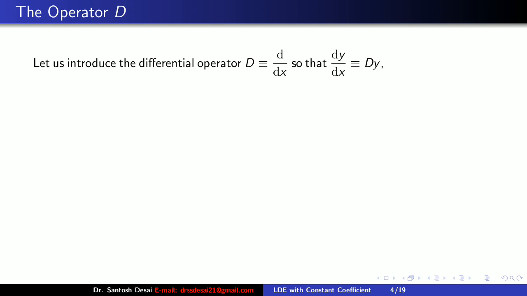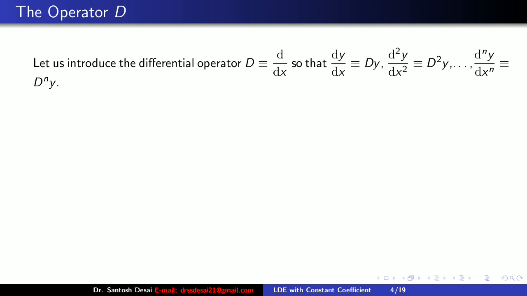Now we consider the operator capital D. Let us introduce the differential operator capital D is equal to d by dx. So thus we get dy by dx is equal to capital D into y, and therefore d2y by dx square is equal to D square y. So continuing in this way, we get d raised to n y by dx raised to n is equal to capital D raised to n into y.